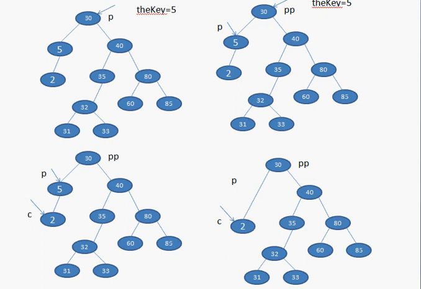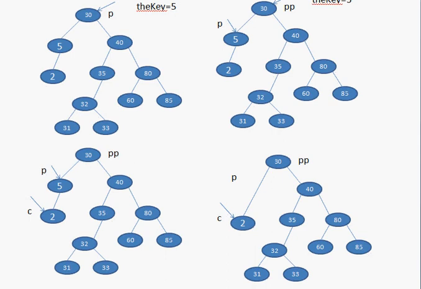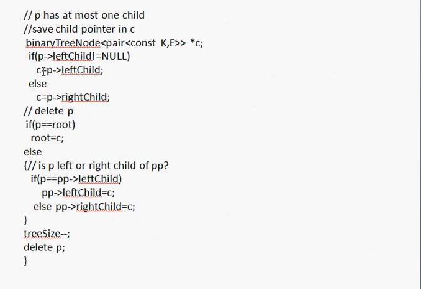Now let's look at the program. So first we create a pointer c, then we check if p of left child is not equal to null. So in this case scenario, the p of left child is not null. Okay, so what you have to do, you have to traverse. So you use this condition, c becomes p of left child. In this case, since it is not null, c becomes the p of left child.